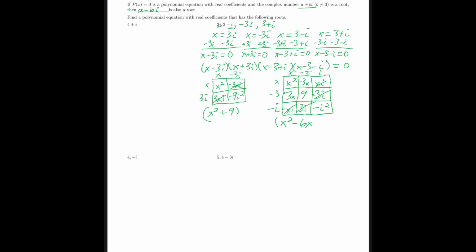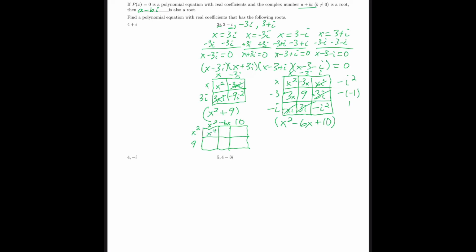So negative 3i and 3i cancel, negative xi and xi cancel, and then we combine like terms for the rest of these. So we've got x squared, we've got negative 3x and negative 3x, so that's negative 6x, and then we've got 9 and negative i squared. Well, i squared is negative 1, so negative i squared is positive 1, right? So 9 plus 1 is 10.